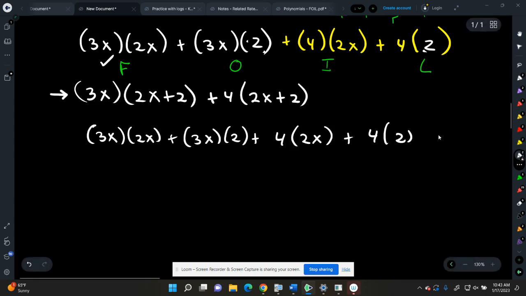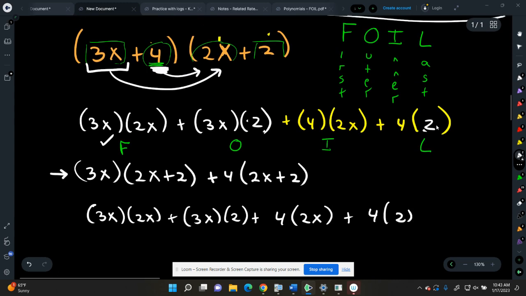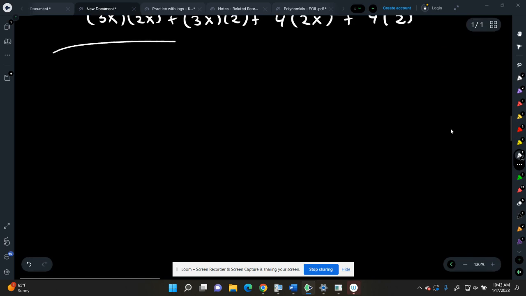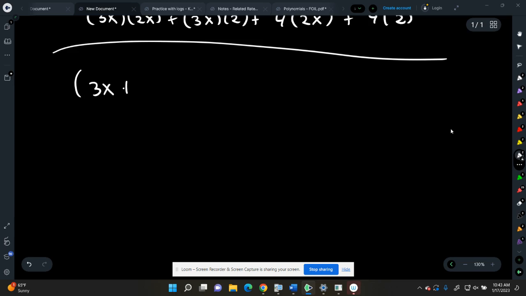Okay, so if you want to write it like this as the in-between step, that's perfectly fine. Wait, for the distributing one, is it 2x plus 2 or 2x plus 3? Yeah, it was just 2x plus 3. Did I erase part of it? Is that what happened? Oh my goodness. Okay, let me write it out again. 3x plus 4. That's what happened. I erased part of my 3 and it looked like a 2.